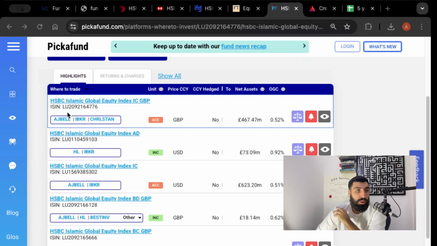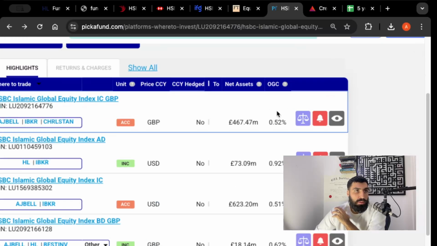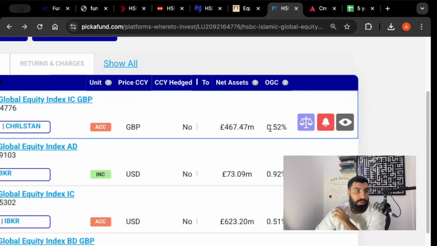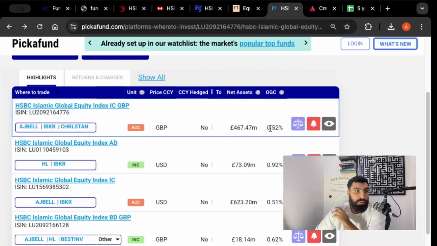Obviously, we saw that you can buy it with Interactive Investor too, so they don't cover the full market. However, it's a good way to find out who does actually have this fund and where you can buy it. And it does say the charge here, 0.52%. Let me just zoom in for you. There we go. That's the one with the cheap fees on it. So that's the one to go for.